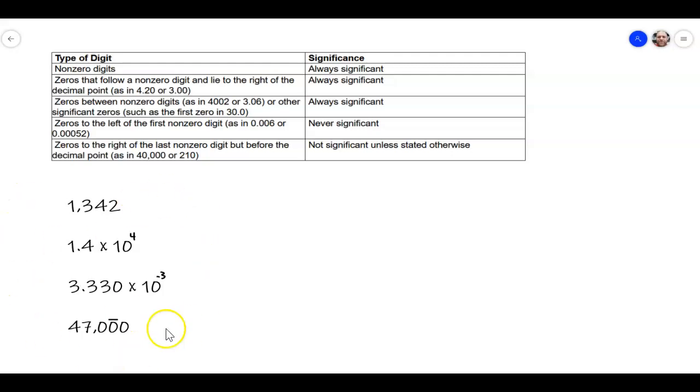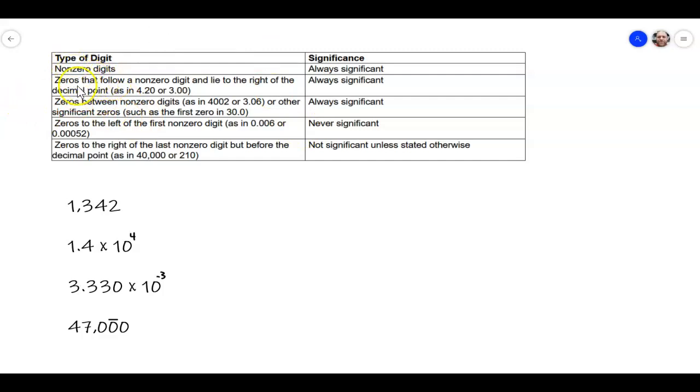So let's take a look at some examples here, and I'm going to go ahead and use this chart up here, and you can use this as well. This is how we find the number of significant digits in values. It looks pretty complicated at first, but once you use it quite a bit, we're really just counting the number of values that are needed in order to basically measure something.